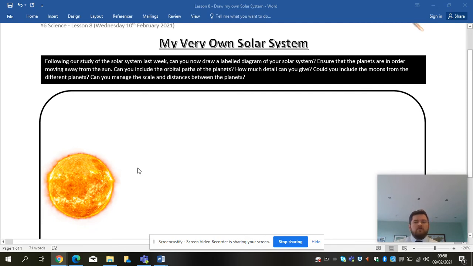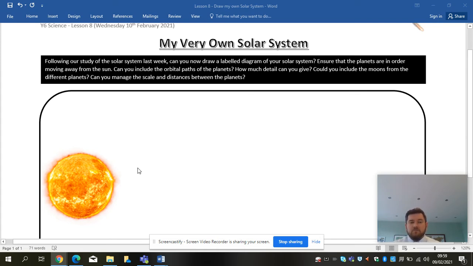If you were being really creative, could you work out the distances? Could you do a scale so that they were an appropriate distance apart on scale? Now that is getting really technical. So you could do that from the point of view of drawing the solar system we live in. Or, as the question says at the start, your solar system. You could design your very own solar system.